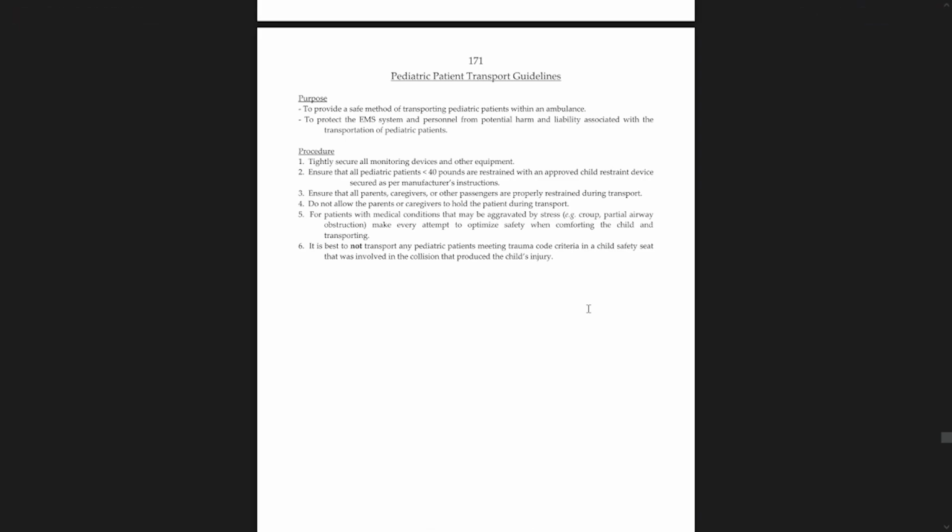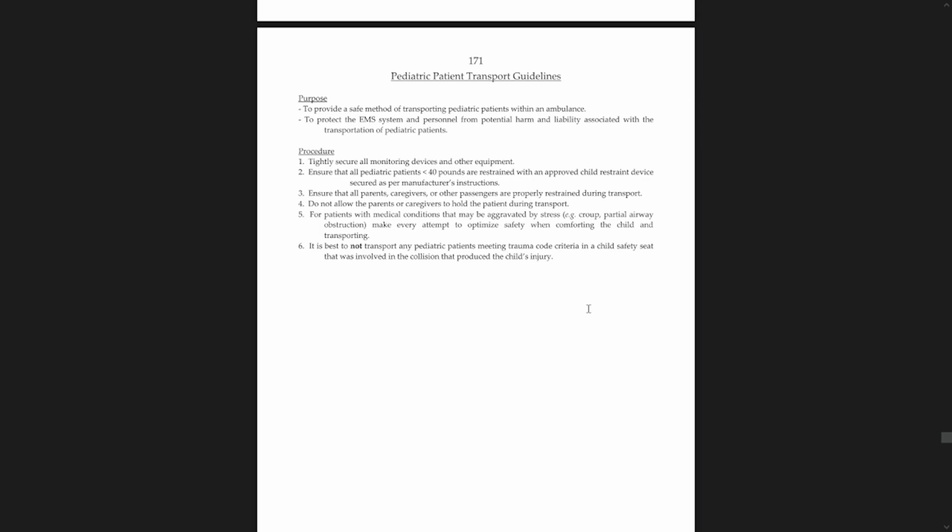For Pediatric Patient Transport Guidelines, the purpose is to provide a safe method of transporting pediatric patients within an ambulance, and to protect the EMS system and personnel from potential harm and liability associated with the transportation of pediatric patients. The procedure is to tightly secure all monitoring devices and other equipment. Ensure that all pediatric patients less than 40 pounds are restrained within an appropriate, approved child restraint device secured as per the manufacturer's instructions.